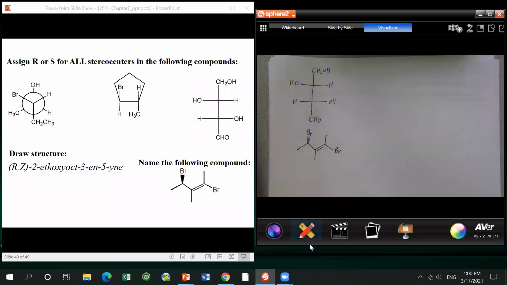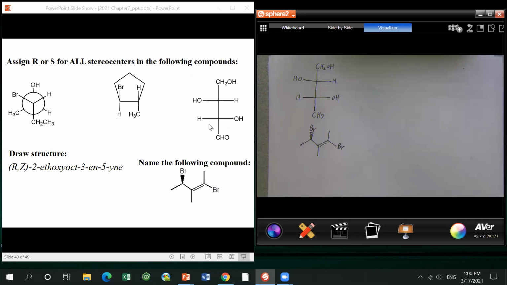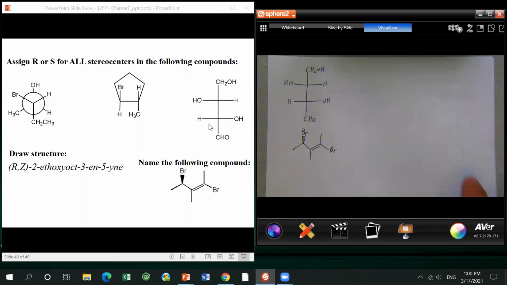Again, if you have any question, just type in the chat window. We do this one first, because a couple of students asked me about the RS assignment for the Fischer projection. Some students didn't do too much practice for it, so we do this one. The others should be easy. The Newman projection we talk about many times, and also the ring structure.